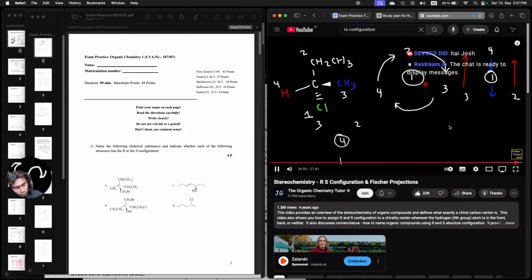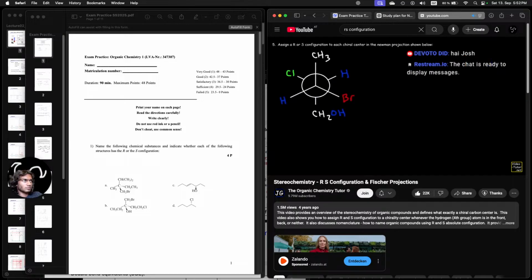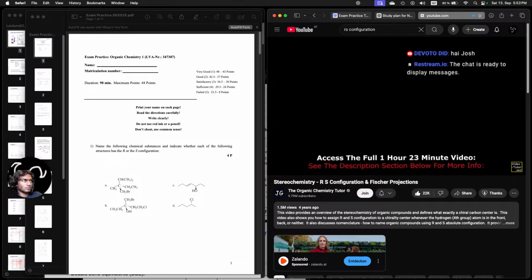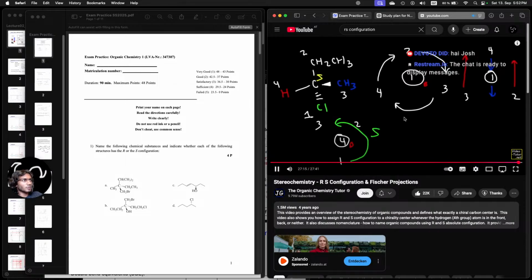Now group number 4 is in the back, because what's in a circle represents what's in the back. And so we can count from 1 to 2 to 3, and this gives us the S isomer. So the configuration at this chiral center is S. So that's a technique that you could use whenever group number 4 is not in the front or in the back. Oh, what was the last part? Whenever group number 4 is not in the front or in the back.